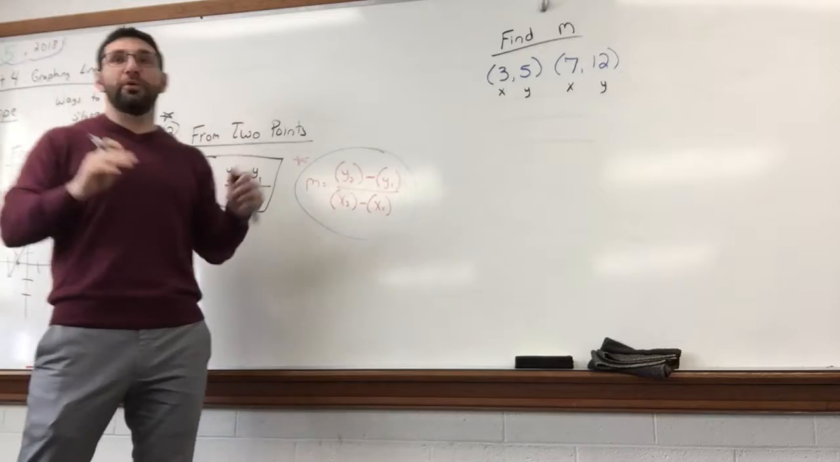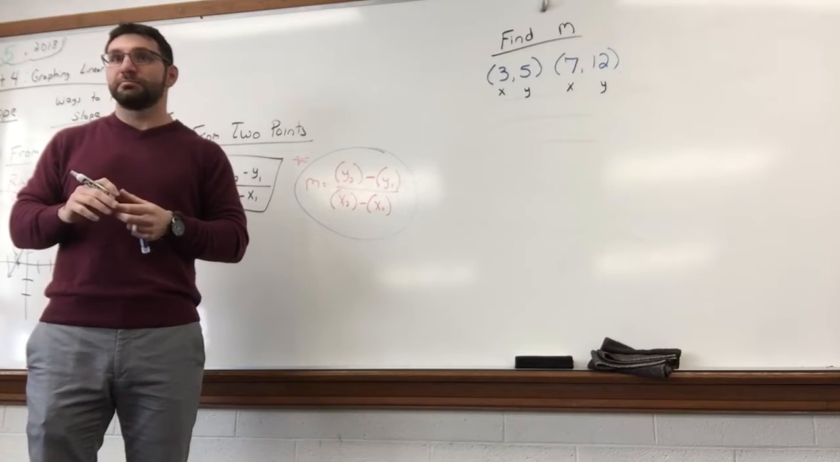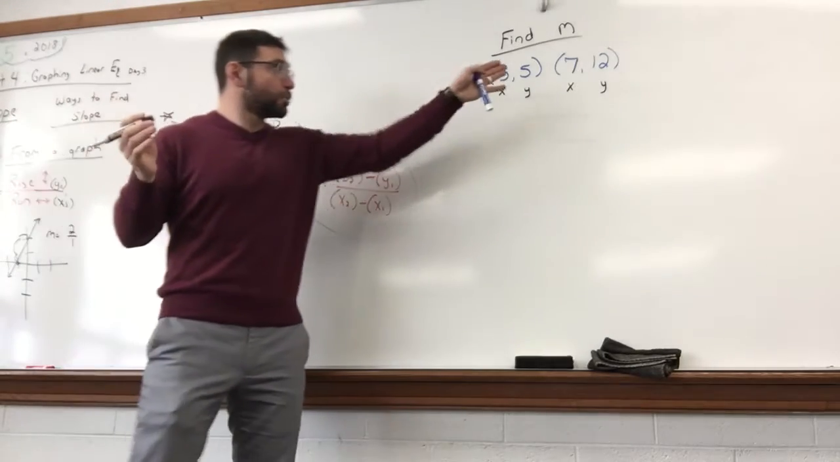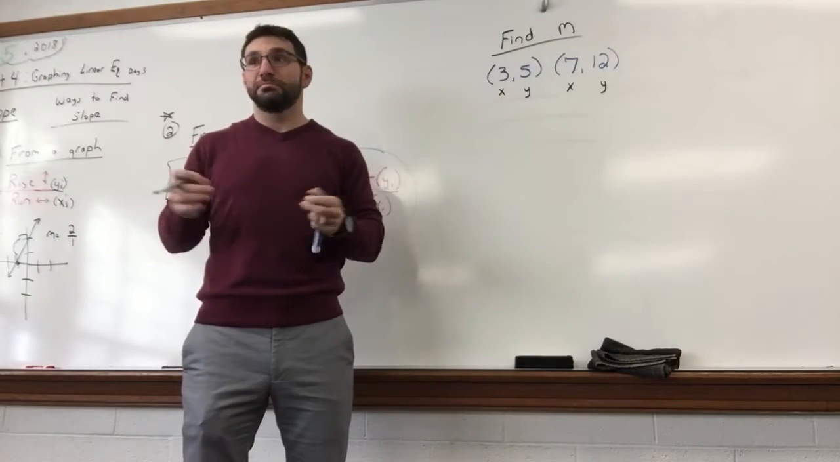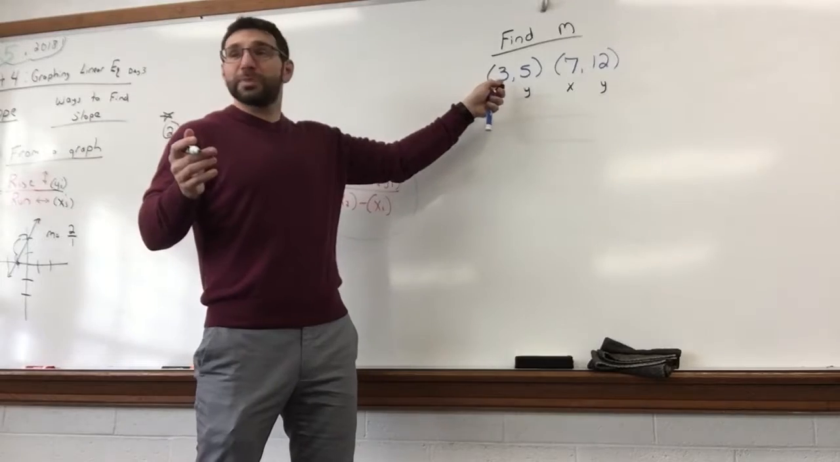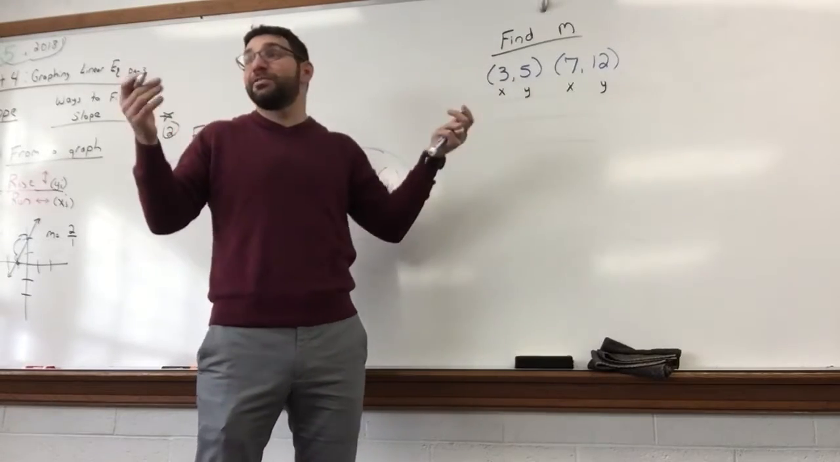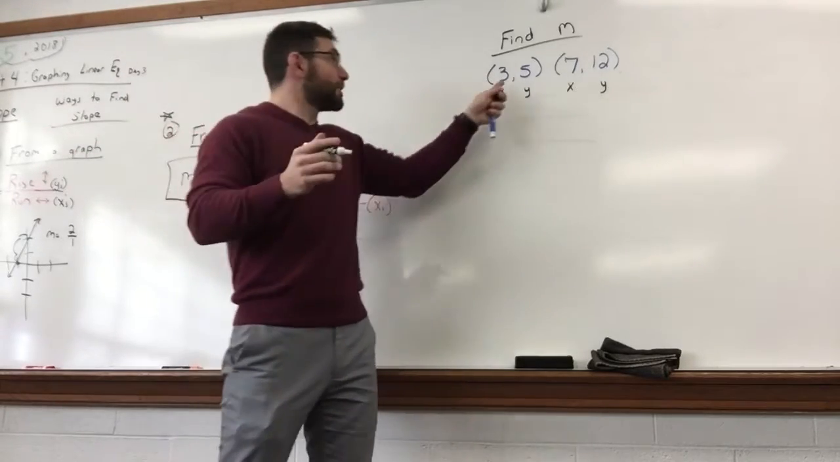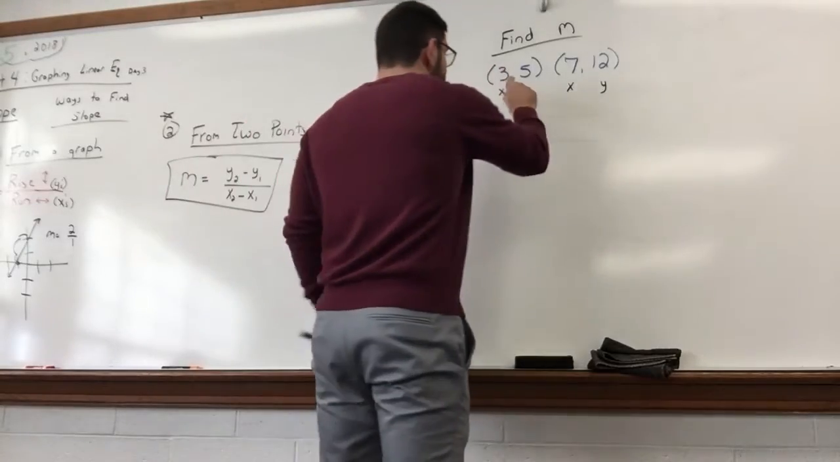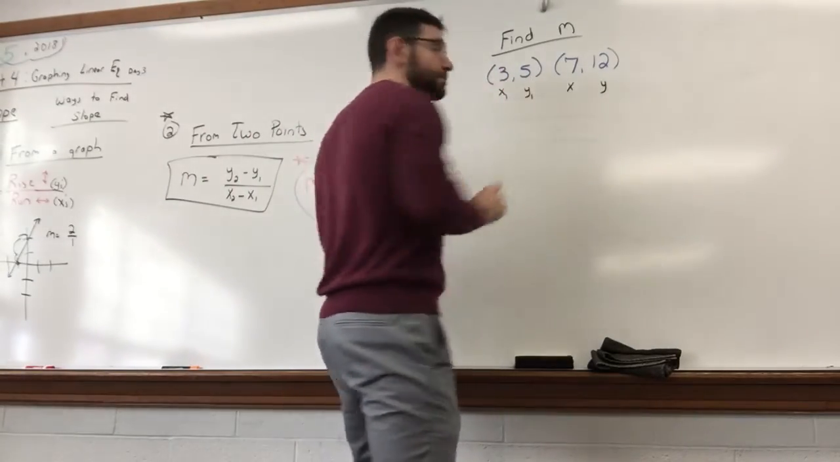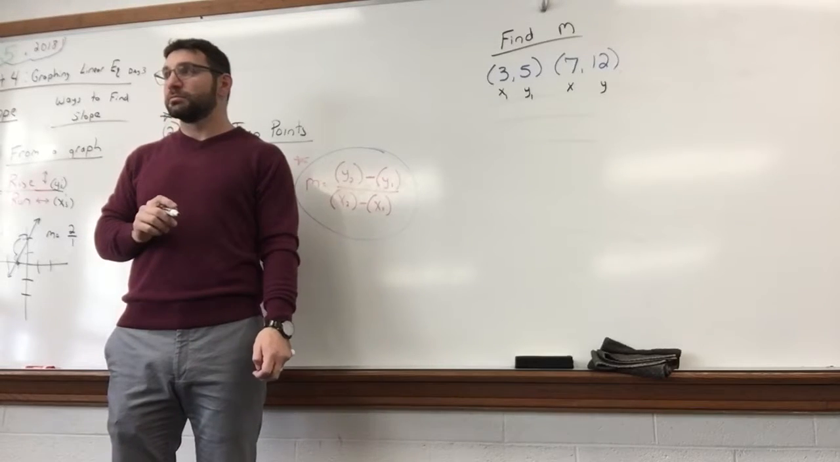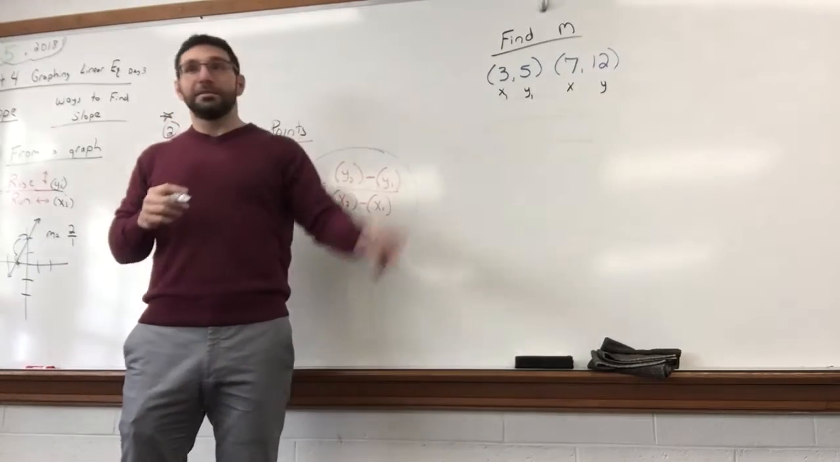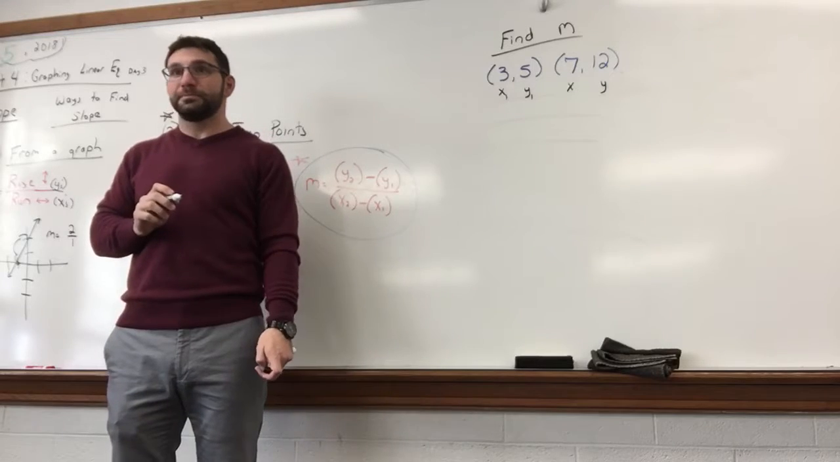Which is my first point? Does it matter, 3, 5 or 7, 12? Which one comes first? It doesn't matter. But because we read left to right, 3, 5 comes first, right? So if that comes first, I'm going to put a 1 with them. Those are my first points. Still with me? Which means the second point gets what with them? 2's.